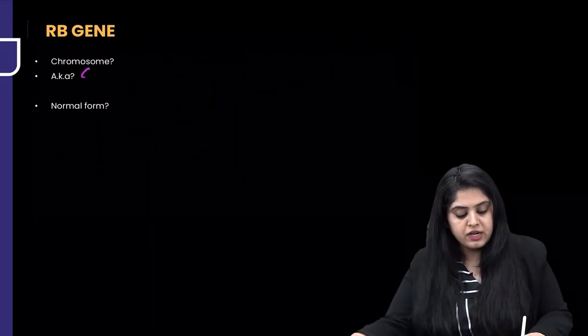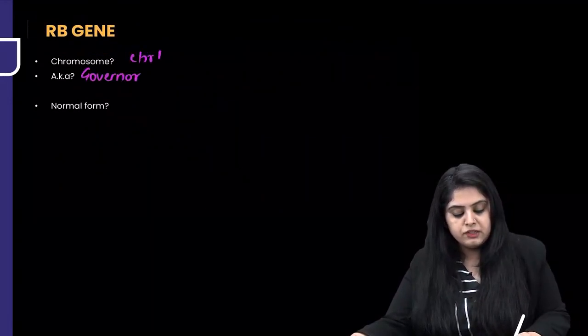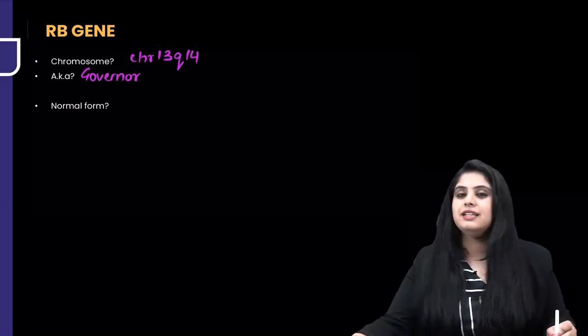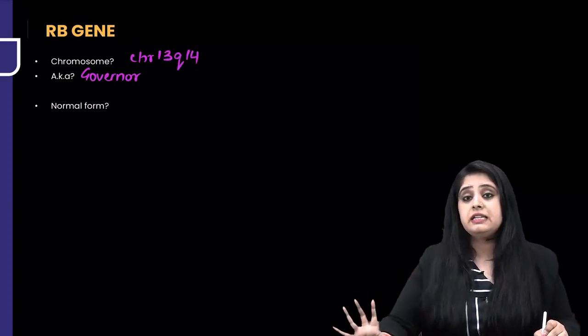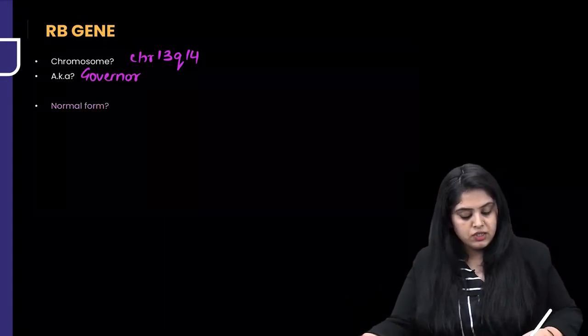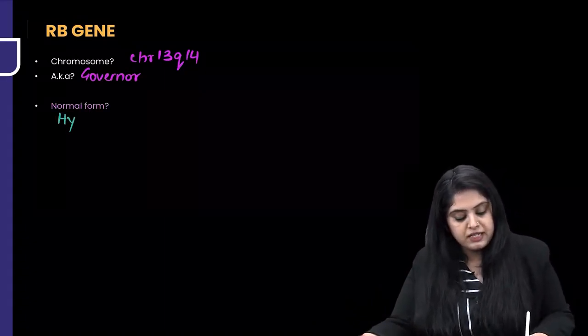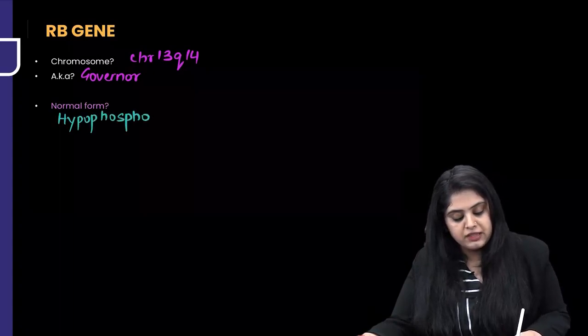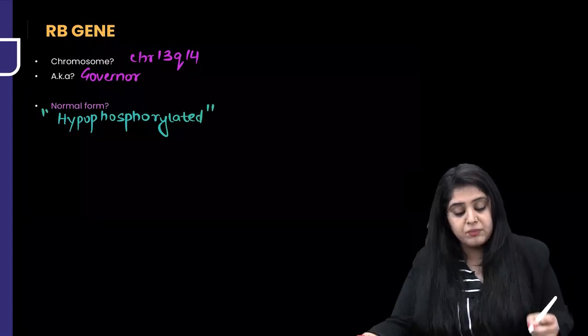Like I said, who is RB gene? RB gene is known as the governor. And have we done the chromosome? It is present on 13q14. There is a small one-liner that I want you to learn over here, and that is RB gene normally does not have any phosphorus. The normal form of RB gene is hypophosphorylated. I hope all of you remember this from the main videos.